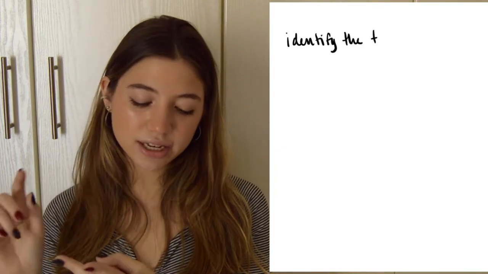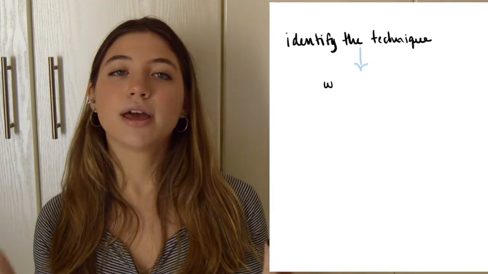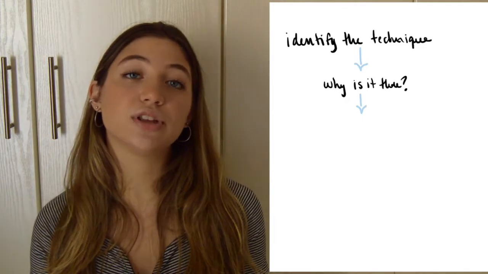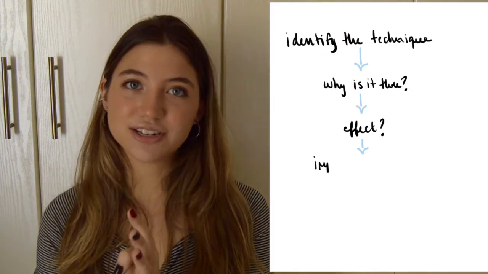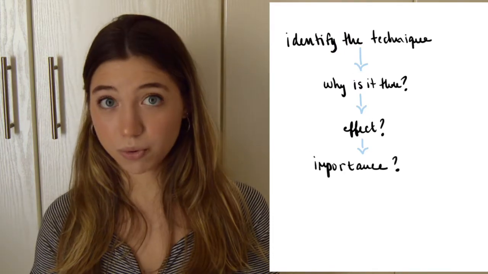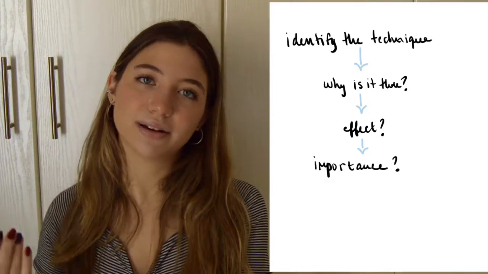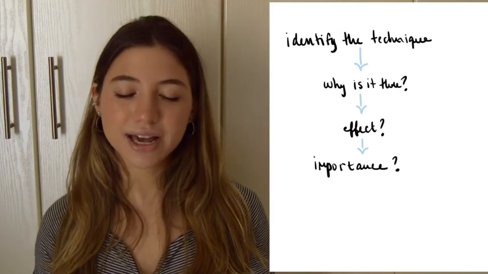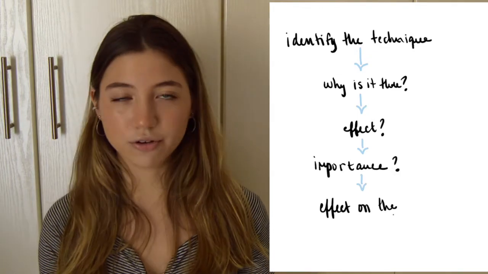So you need to first identify your technique. Then you need to think to yourself, why is that technique there? Why is that important? After you've identified why that technique is being used, then you need to consider the effect of that technique. And after you've done that, then you need to consider, why is that effect important? So why was that technique used in specific to create that tone, that atmosphere, and why is that important? And then last but not least, you need to think about the overall effect on the reader, which is yourself.